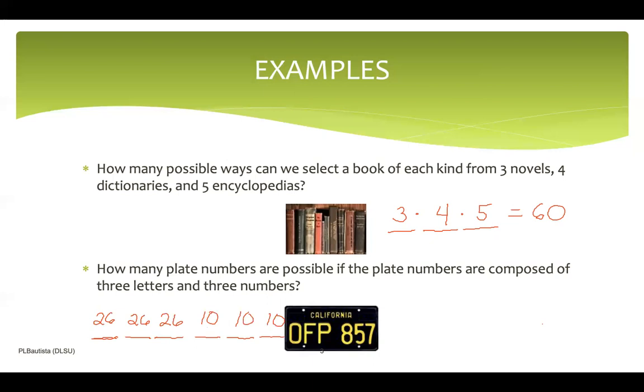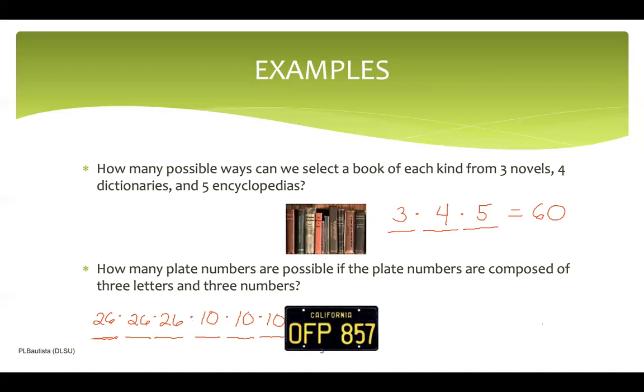Now that we have listed down the number of ways that you can count each of the characters of the plate number, you just have to multiply each of these numbers to arrive at the number of possible plate numbers. You can compute this using your calculator since this is quite a big number.